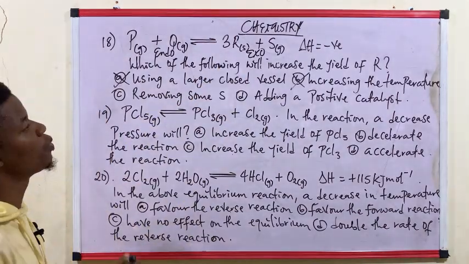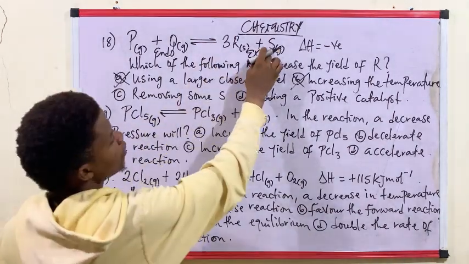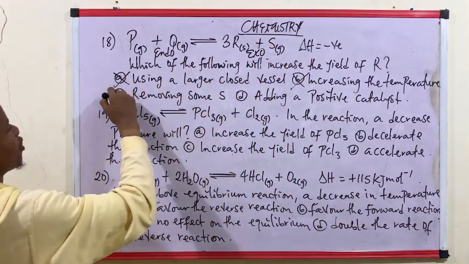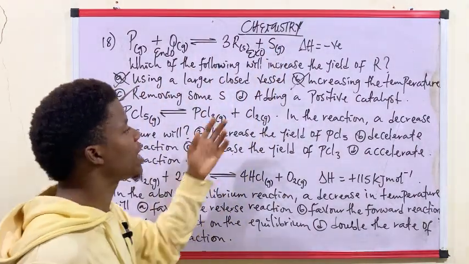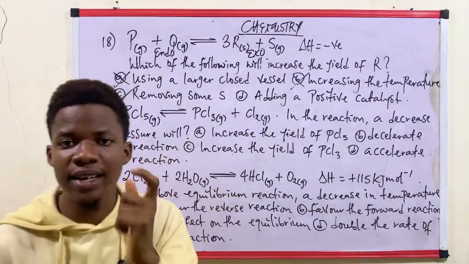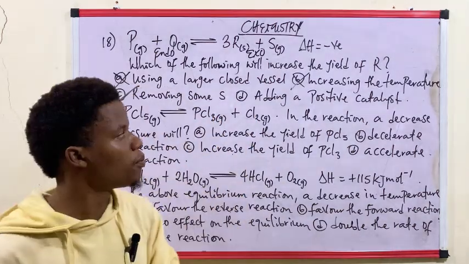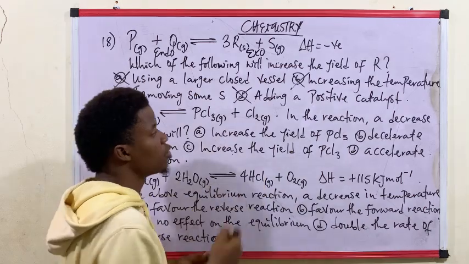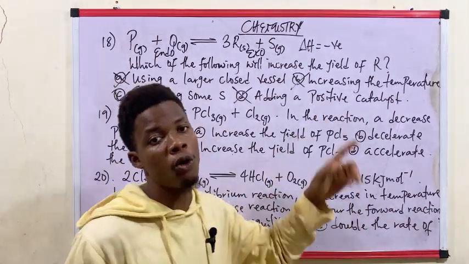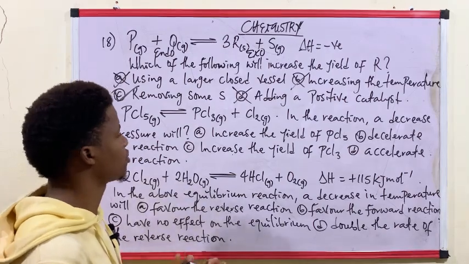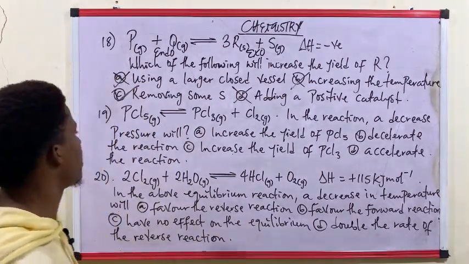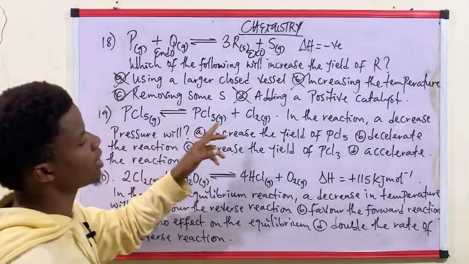Then C, removing some of S. Yes, removing from this side favors this side. Very correct. So C is our correct answer. Then D, I told you guys, catalyst does not affect the equilibrium position of a reaction. So take note, even if they call it positive catalyst, it has no effect on the equilibrium position of a reaction.